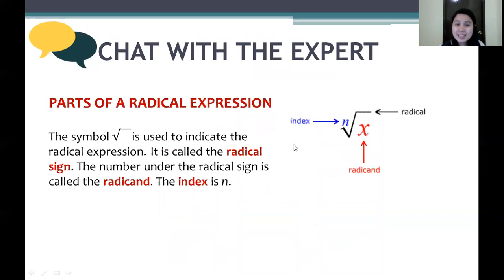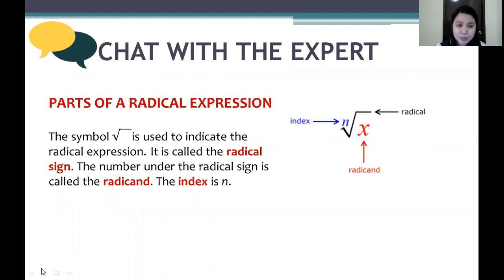Now, let us have the parts of the radical expression. What are the parts? This one, the one that AP called check, it's not a check, okay? This is called the radical sign. The one inside is called the radicand. And the one with the n is called the index.